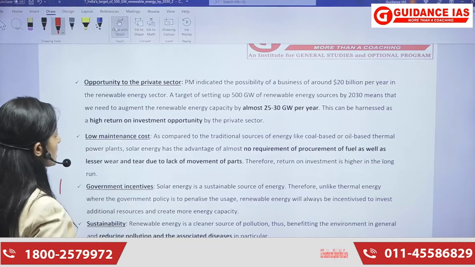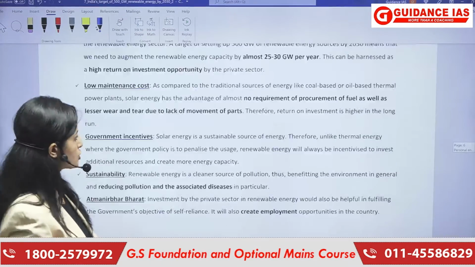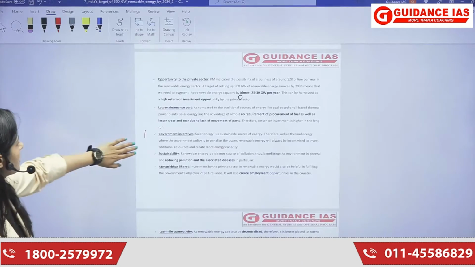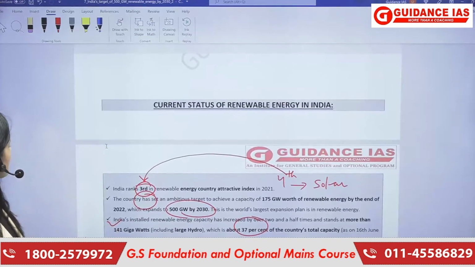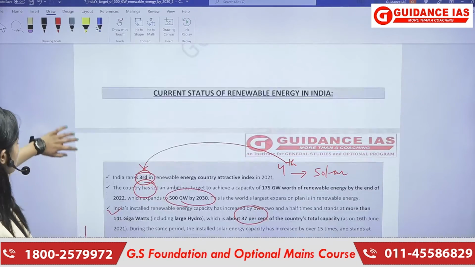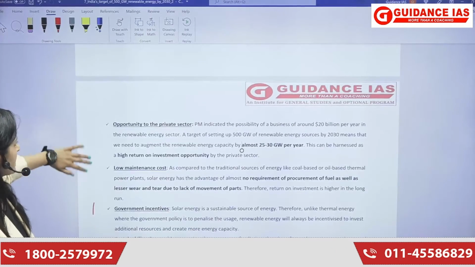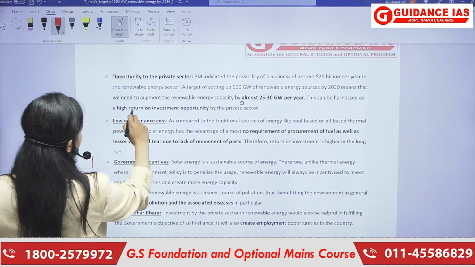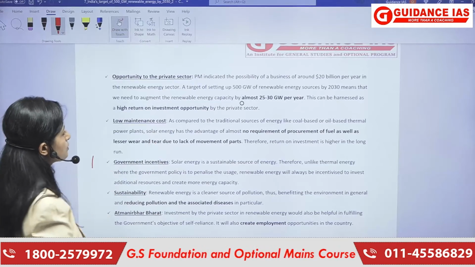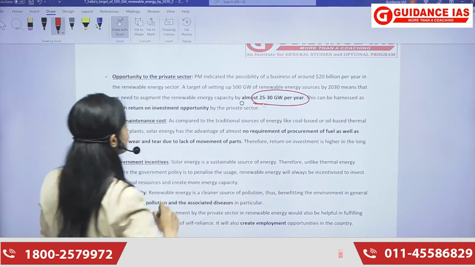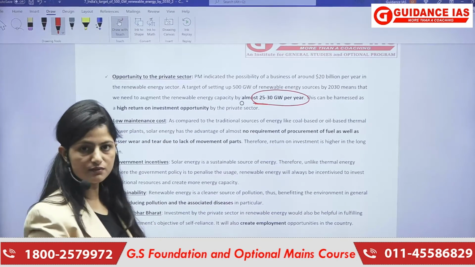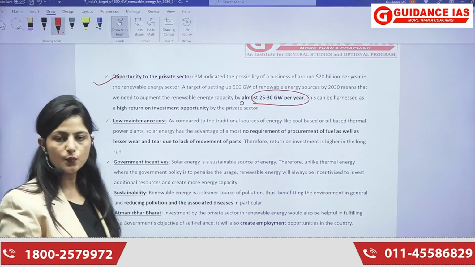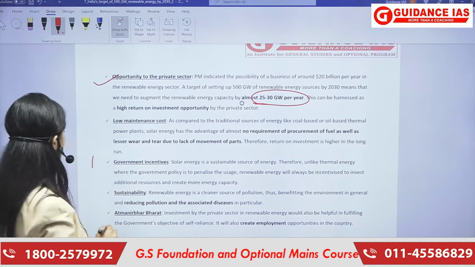So yes, we know that we have to achieve the target of 500 gigawatts, and in order to achieve that target, we need to give such projects to the private sector, and hence we can help them gain some profit out of it. So we need to augment the renewable energy capacity by almost 25 to 30 gigawatts per year. Then only we can achieve this target of 500 gigawatts, and for that the private sector can help us. So this is definitely an opportunity for the private sectors to get a high return on the investment they are doing in the renewable energy sources or this area.